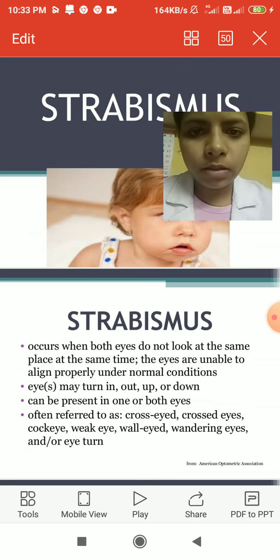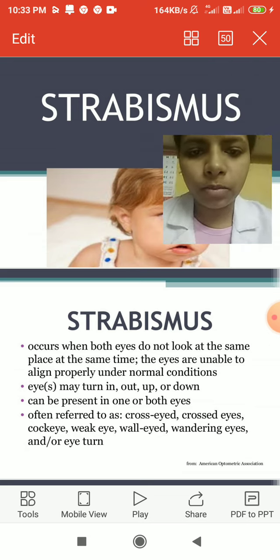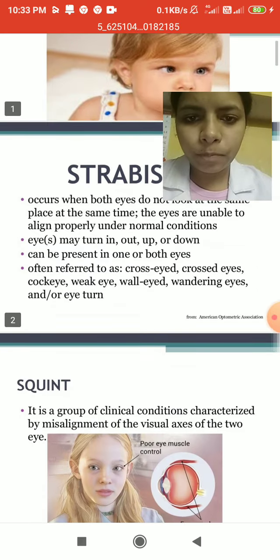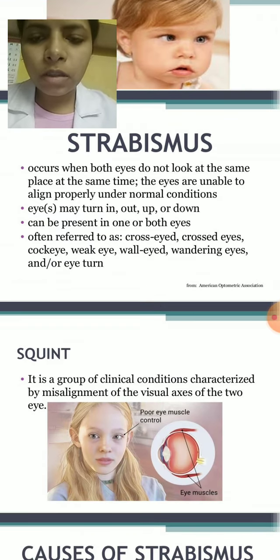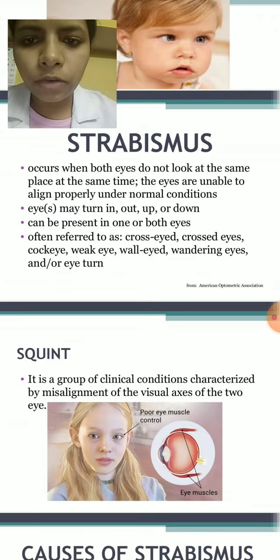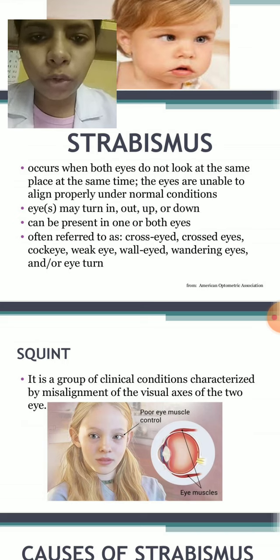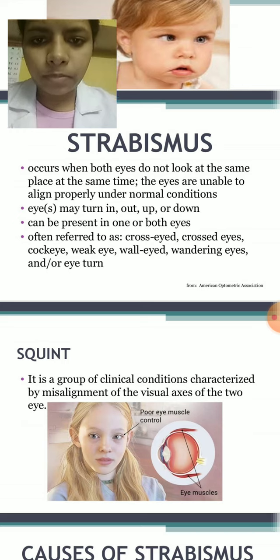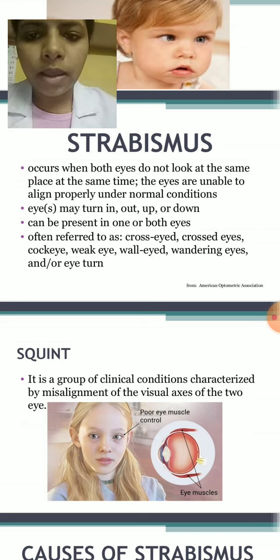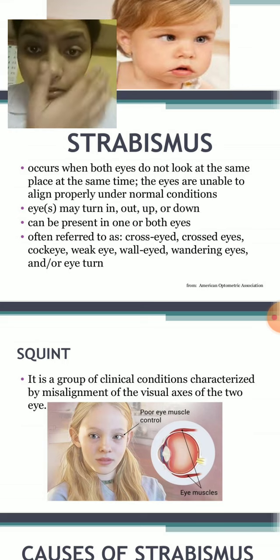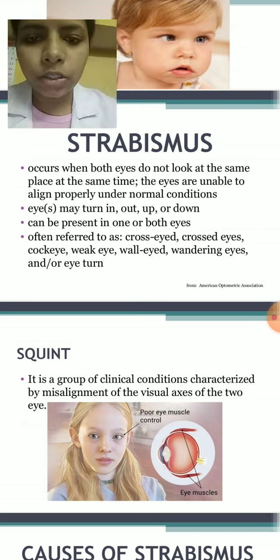Today, I present the topic, which is strabismus. Strabismus occurs when both eyes do not look at the same place at the same time. The eyes are unable to align properly under normal conditions.